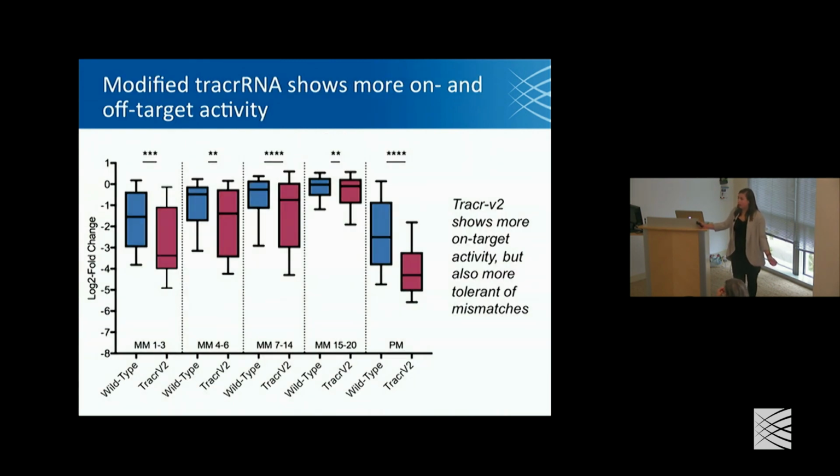We also want to look at tracer v2. So on this far panel, we look at perfect matches, which would indicate your on-target activity, and you see significantly more depletion with tracer v2. That being said, you can look at mismatch positions, and we also see more depletion from tracer v2, indicating that it has both increased on and off-target activity.